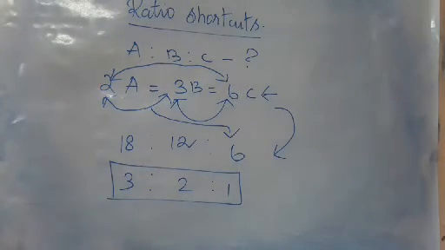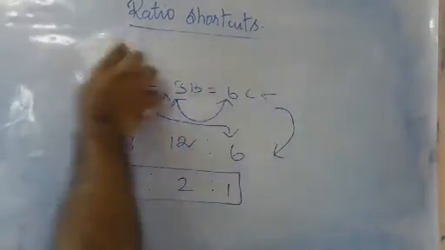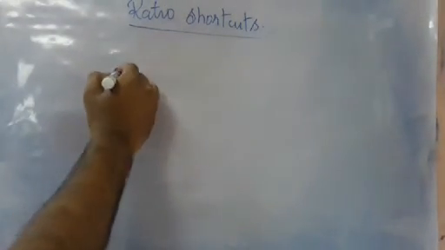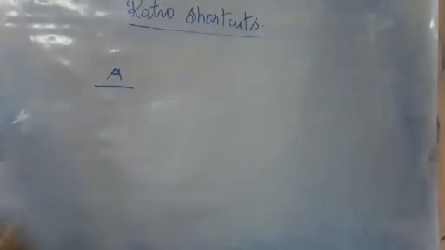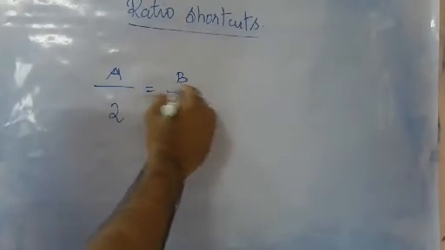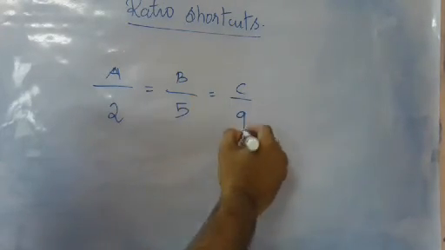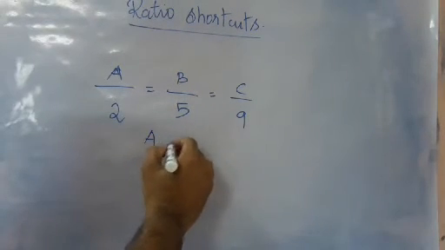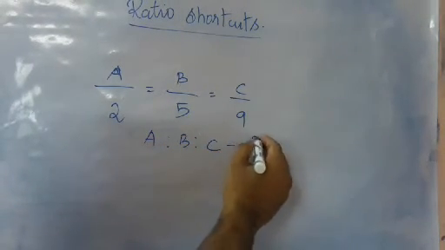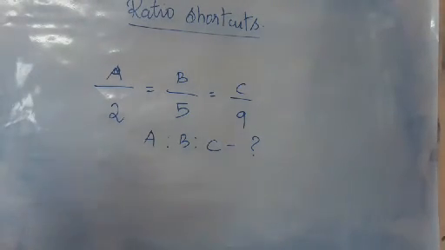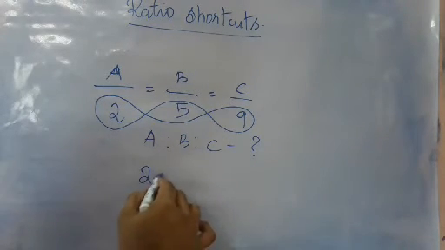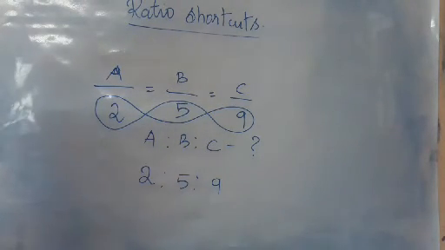So let's move on to the last shortcut. The question is given like this: A divided by 2, B divided by 5, C divided by 9. Now we have to find the ratio between A is to B is to C. And what will be the ratio? The ratio will be simply the numbers that are present here, that is 2 is to 5 is to 9.